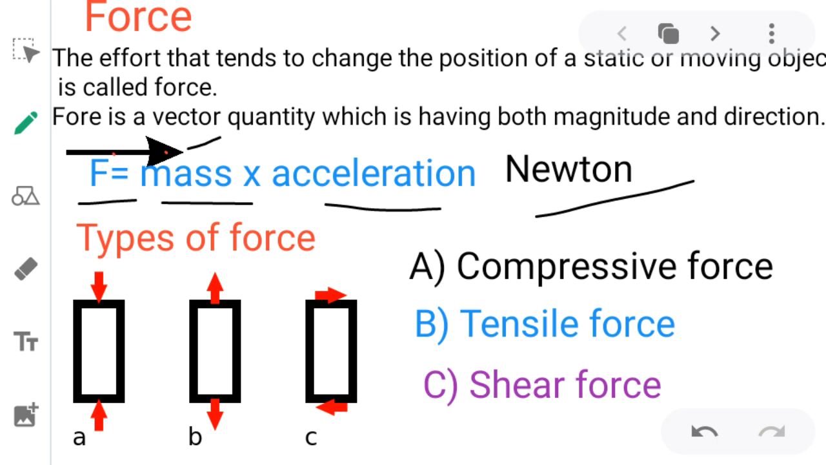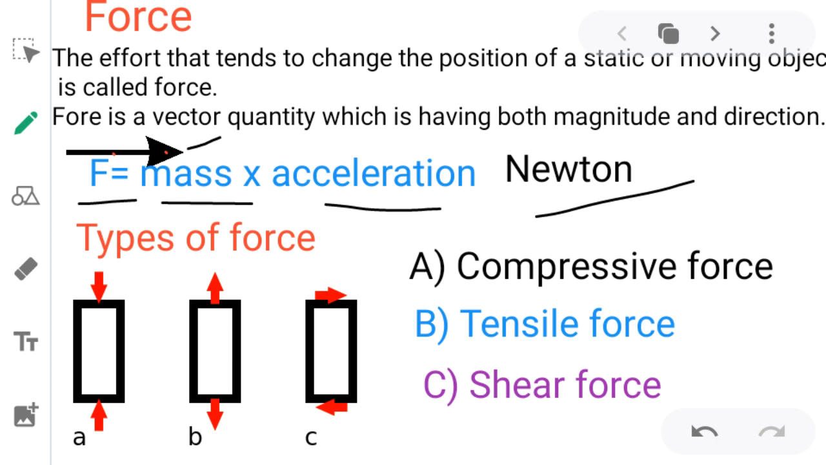In different systems, the unit of mass or unit of force is different. In the CGS system, it is gram into centimeter per second square. In the MKS system, it is kg into meter per second square, like that. So there are generally three types of forces.